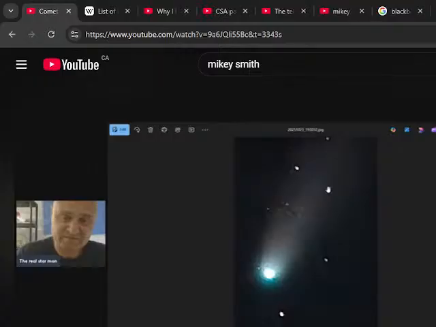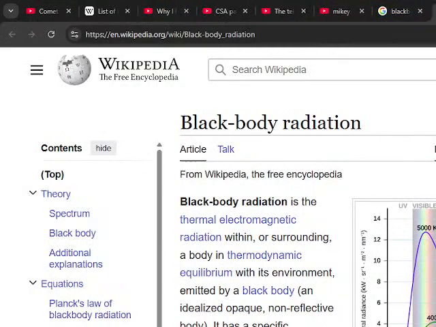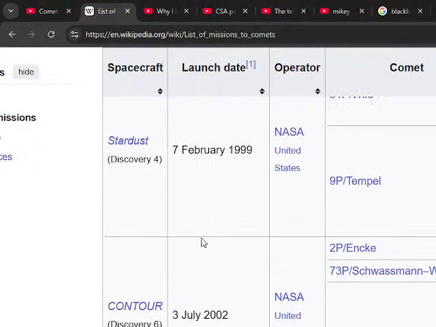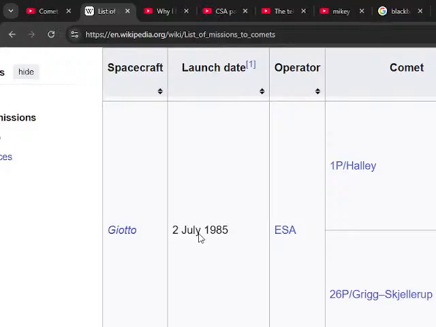Plus, we've actually sent missions to comets. Oops, wrong light. Where did I put that? That's over here. And here's a list of some of the missions.